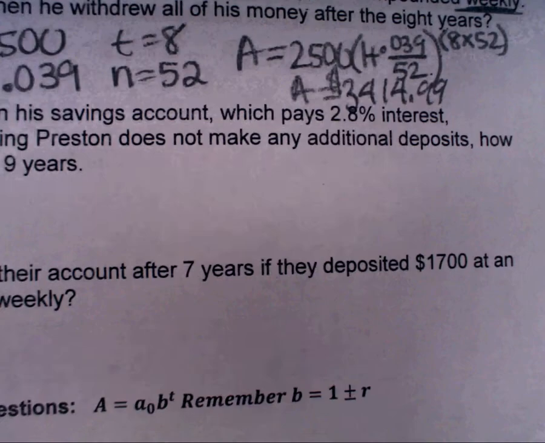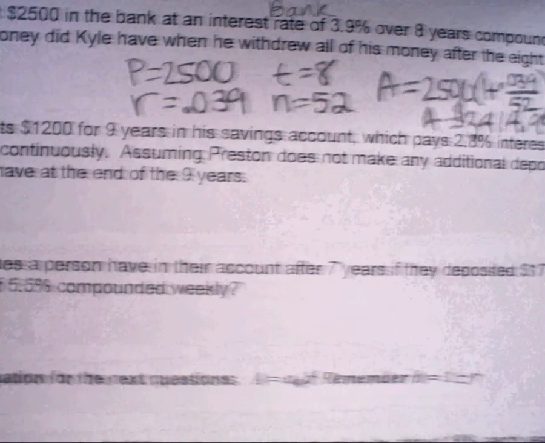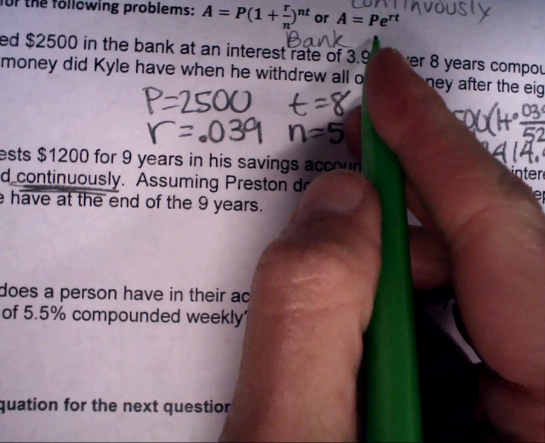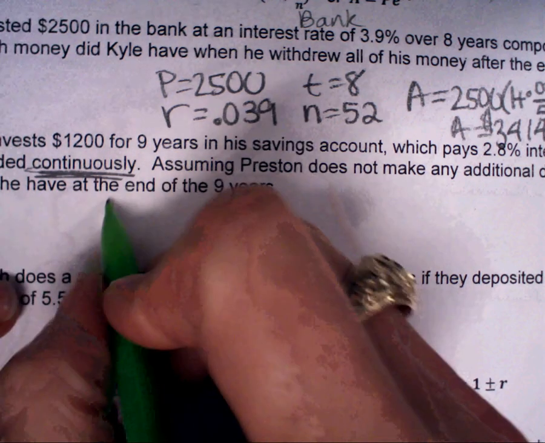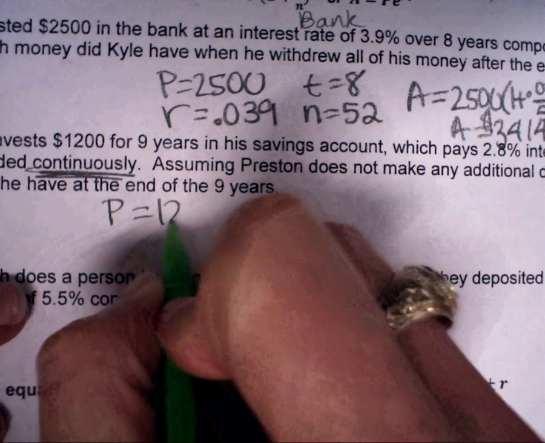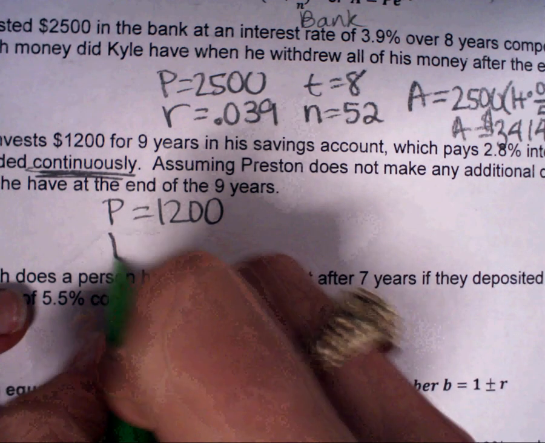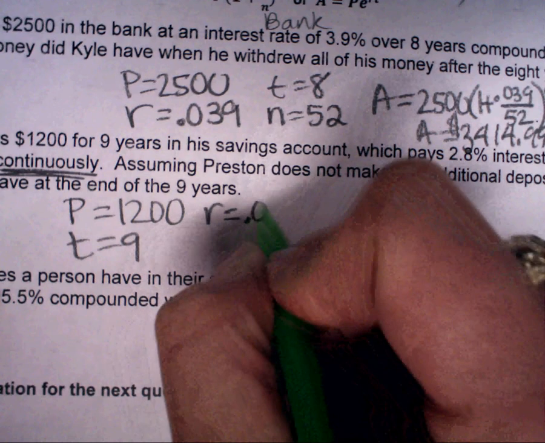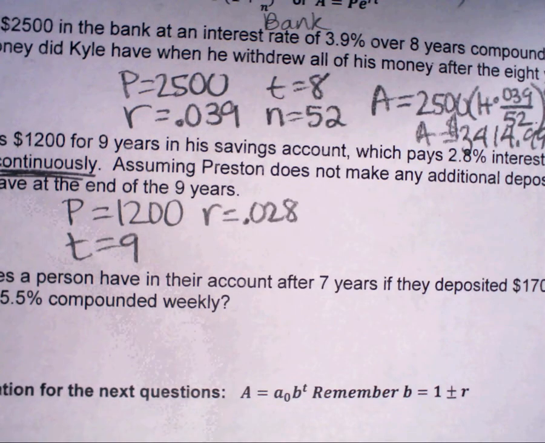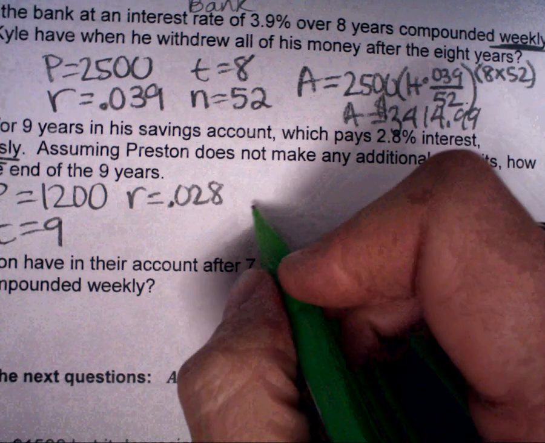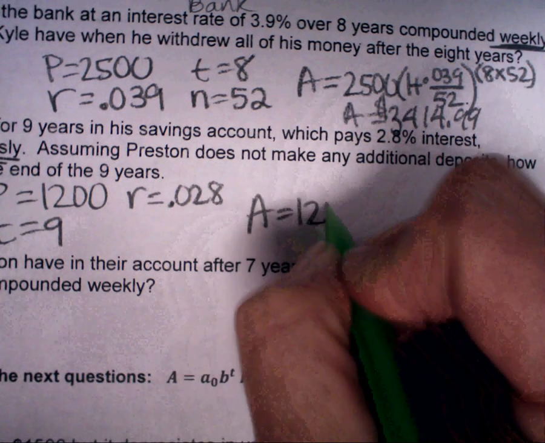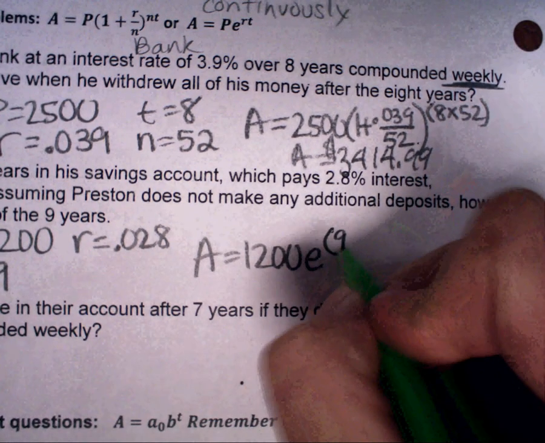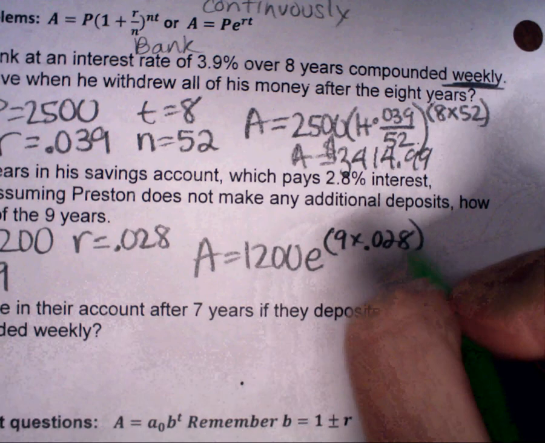Okay, so now I'm looking at the next problem. I'm scanning. Hey, continuously. So I'm going to use that second equation up here because it says the word continuously. That's it, period. So Preston put in $1,200 and 9 years at a rate of 0.028. So remember, rates have to be changed to decimals again. So A equals P times e, this is from the formula up above, and then in the exponent, it's 9 times 0.028.